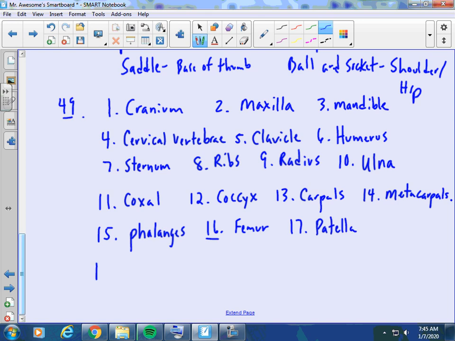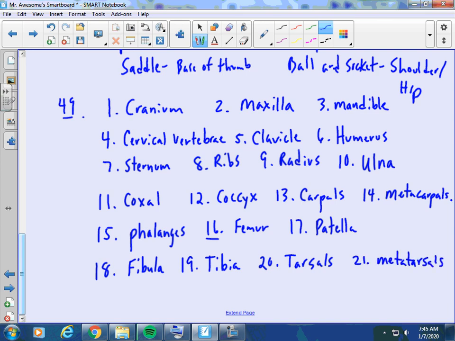Number 18, the smaller, less important bone, I shouldn't say less important bone, but less notable bone of the lower leg, is going to be your fibula. It's really there more for stabilizing. 19 is going to be your shin bone, and that's the tibia. And then 20 down to the ankle, we go tarsals, similar to the hand here. And then in the foot, we have metatarsals. And then to the toes, which again is phalanges.